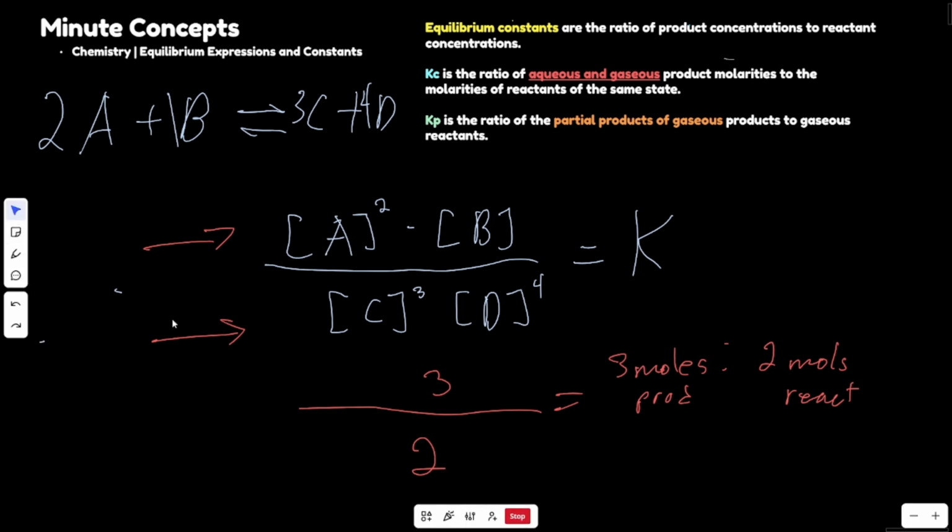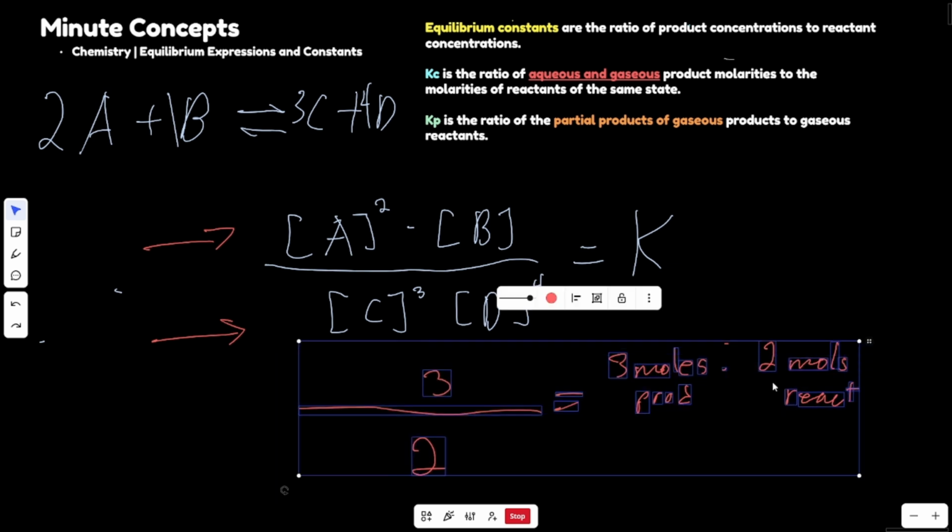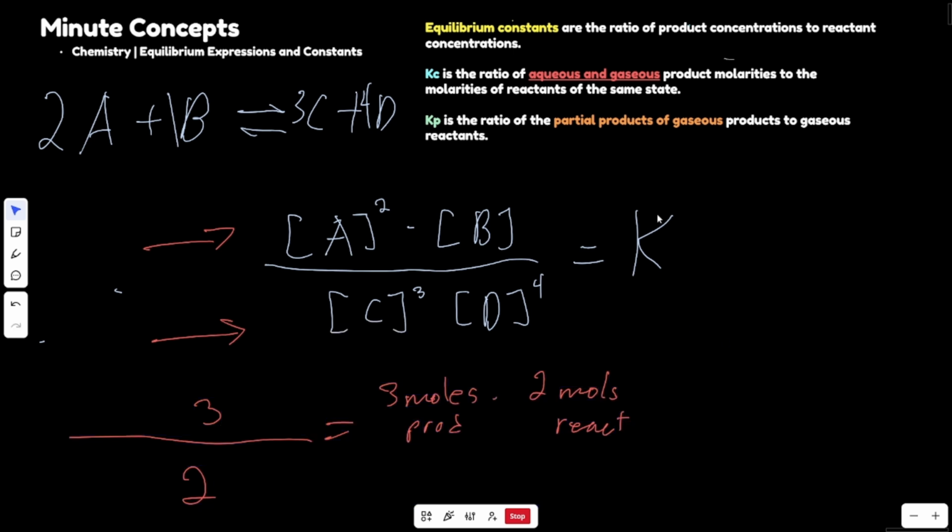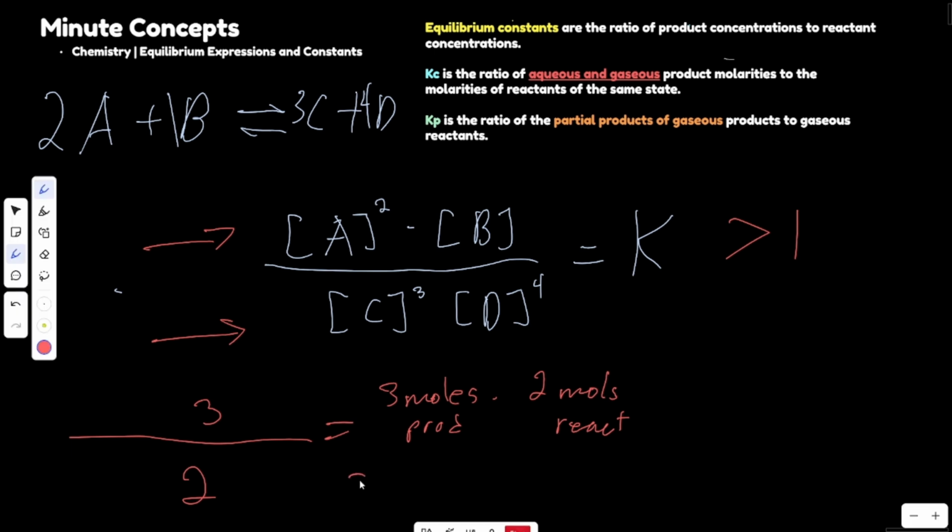Regardless of whether it's Kc or Kp, which we'll get into in a bit, the interpretation actually remains the same. So, when K is greater than 1, such as here, 3 divided by 2 would equal 1.5, this means that it's product favored.